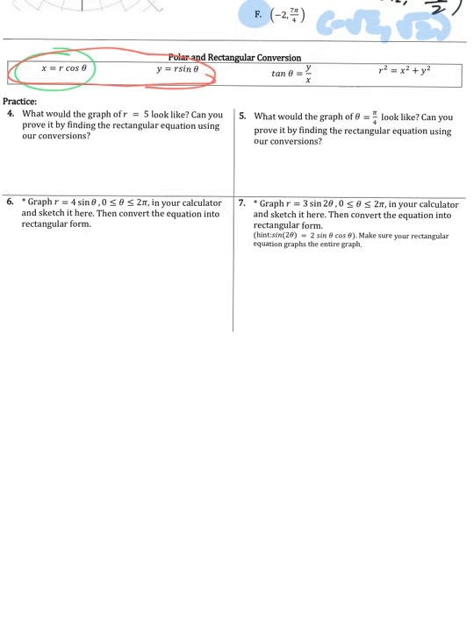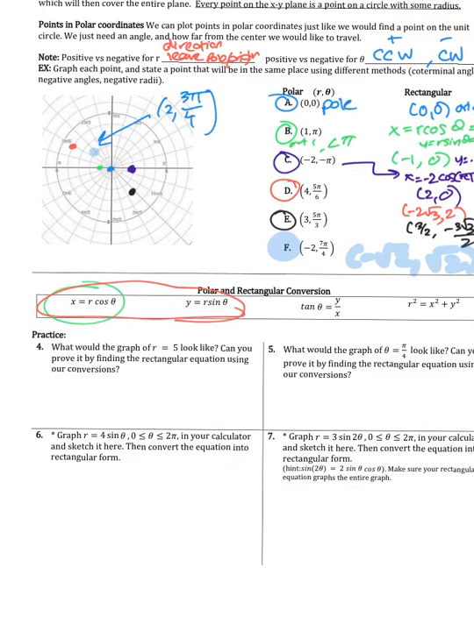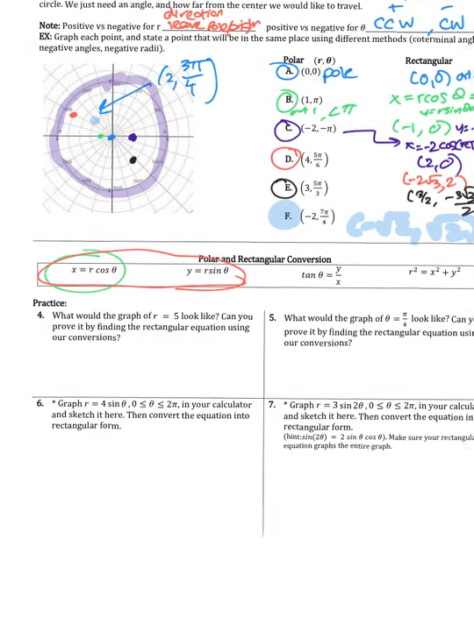Okay, number 4 says, what would the graph of r equals 5 look like? Can you prove it by finding the rectangular equation using our conversion? So think about r equals 5. We are looking at the angle is not specified, but we are given the radius. So think about where r equals 5, and you could think back up to this graph. R equals 5 is everywhere along here.